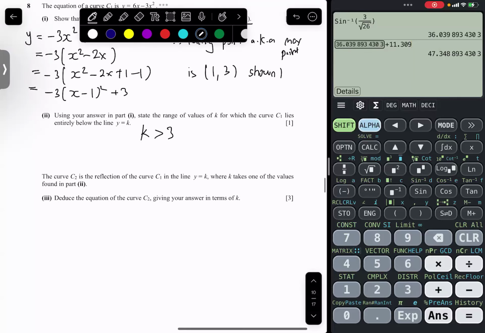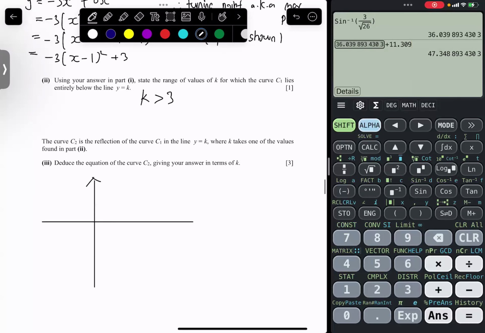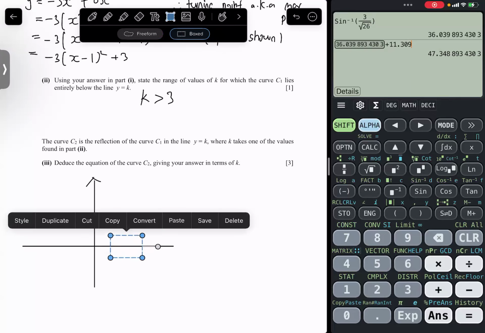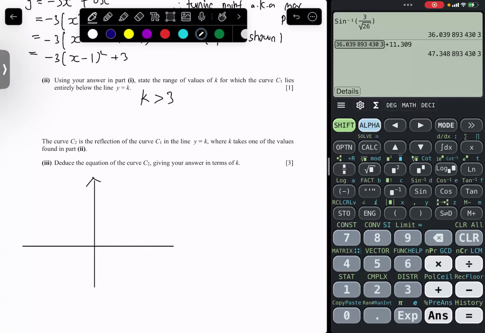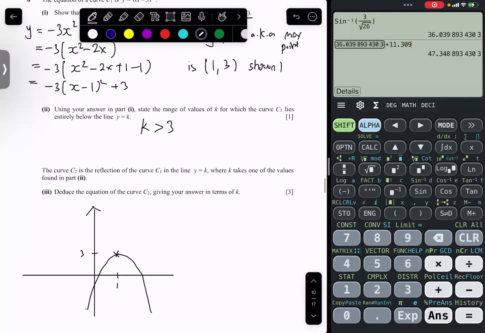Okay, so for understanding purposes, let's draw a sketch of the curve, right? It's a maximum turning point at 1 and 3. Okay, let's say 1 and 3 is somewhere over here, and then we have our curve looking like this. Now the curve is then reflected along the line y equals k, which we don't know what y equals k is.